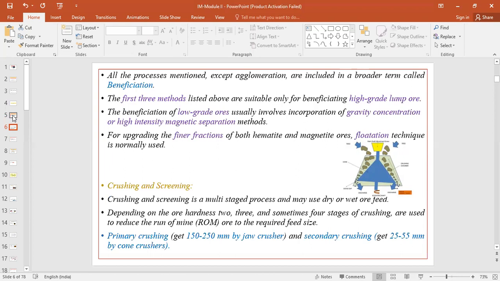So we do the sizing technique in a multi-stage method, because the size required for charging as a feed material into the blast furnace may not be achieved in a single stage. So it is subjected to primary crushing using a jaw crusher to get a size of around 152 mm. Then it is subjected to secondary crushing, where you use a cone crusher to get a size of around 25 to 55 mm.